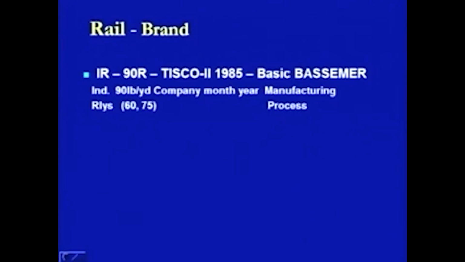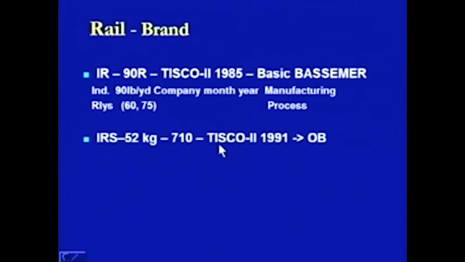It may be 60, it may be 75R. Then TISCO is the company which has manufactured this rail section. 2 is for the month in which it was manufactured. 1985 is the year in which it was manufactured, and basic Bessemer is the manufacturing process by which that rail section has been manufactured. So, this has been the previous way of defining it.